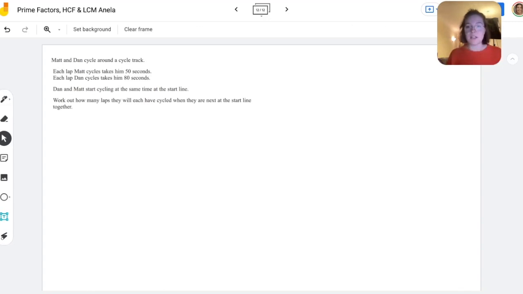So the first thing we want to do is work out the lowest common multiple of Matt and Dan. So 50 seconds and 80 seconds. So we shall have a look at this again. So I'm going to go with doing the times tables method, but you can also use the previous method of the prime factors.